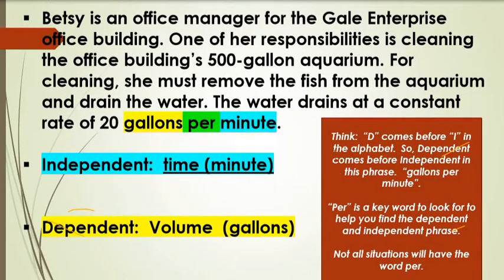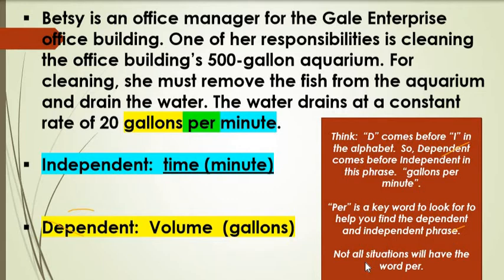Now, Betsy, as an office manager for Gale Enterprise, is letting out all this water. It is going out at 20 gallons per minute. Look at this part that is highlighted right here. So we have gallons per minute. Now I want you to think of D comes before the I in the alphabet over here in this right-hand side. So the dependent comes before the independent in this phrase, gallons per minute. Per is a key word to look for to help you define the dependent and independent phrase.